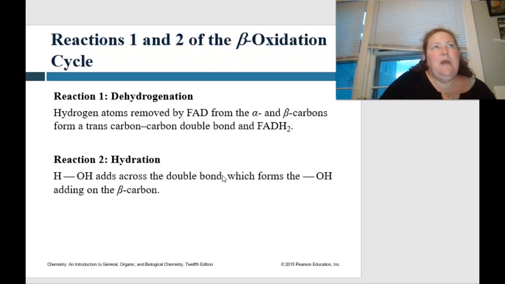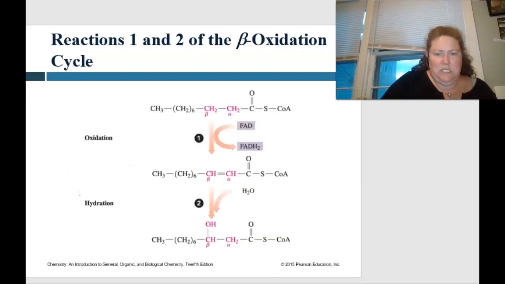All right. Reaction 2 is going to be hydration, and this is where the hydrogen and OH are going to be added across the double bond, and this forms the OH adding onto the beta carbon. So basically, we're finishing off that chopped end. Okay, so we're going to chop here between alpha and beta, and remember, we're producing FADH2, so this would be the oxidation of it, and then the hydration of it, where we would be adding on the water.